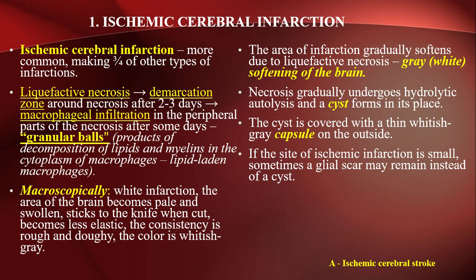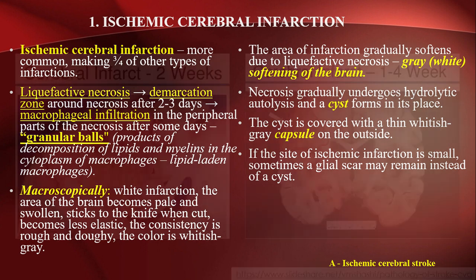Macroscopically, it is a white infarct. The area of the brain becomes pale and swollen, sticks to the knife when cut, and becomes less elastic. The consistency is rough and tough, and the color is whitish gray. The area of infarction gradually softens to liquefactive necrosis, which we call gray or white softening of the brain. Necrosis gradually undergoes hydrolytic autolysis and a cyst forms in this place. The cyst is covered with a thin whitish gray capsule on the outside. If the site of ischemic infarction is small, sometimes a glial scar may remain instead of a cyst.